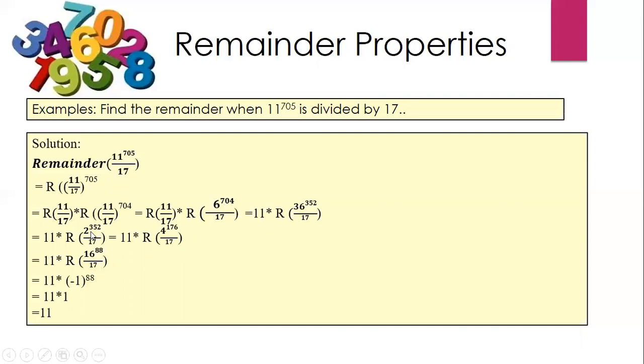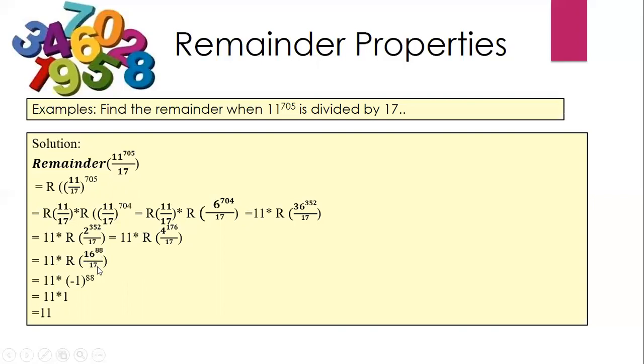Now again, what we can do? 2 power 352 can be written as 4 power 176. 4 power 176 I can further write as 16 power 88. So 11 into the remainder of 16 by 17, to the whole power 88. Why I have made this 16 by 17 is because we can have the value 1.